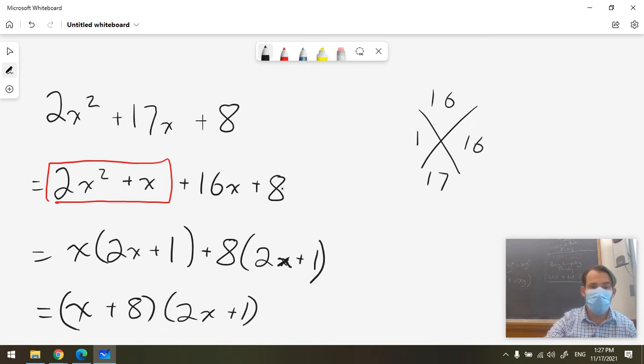You would expand by FOIL to check your answer, and you will find that it's true. This will give you 16x, this will give you 1x, so that's 17x. x times 2x is 2x squared, and 8 times 1 is indeed 8. So that's how you answer these.